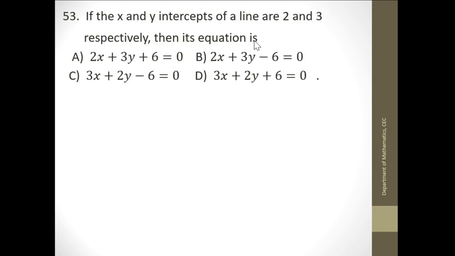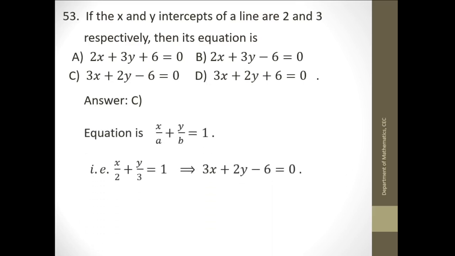Next question, if the x and y intercepts of the line are given as 2 and 3, then its equation is, intercept form, x by a, x by 2 plus y by 3 equal to 1 and multiply by 6. Then you'll get 3x plus 2y minus 6 equal to 0. So just simplify this. 3x plus 2y is 6. Bring that 6 left side. So minus 6. Answer is C.